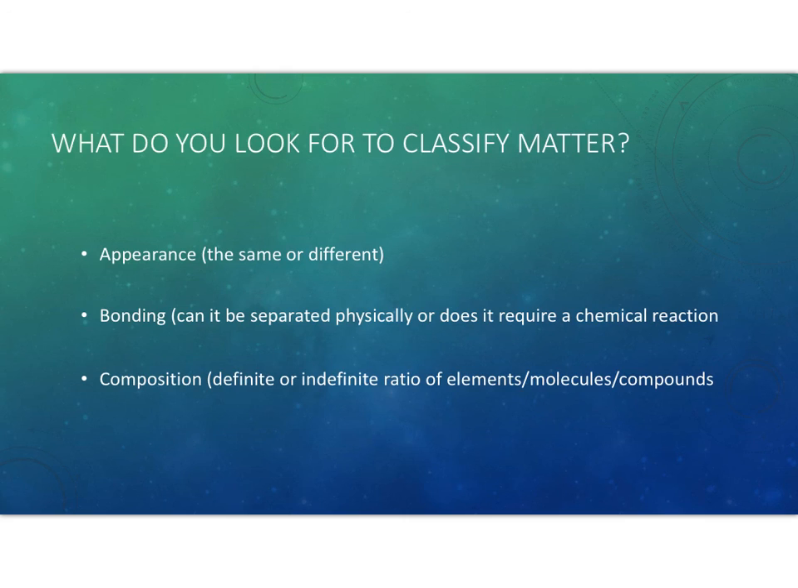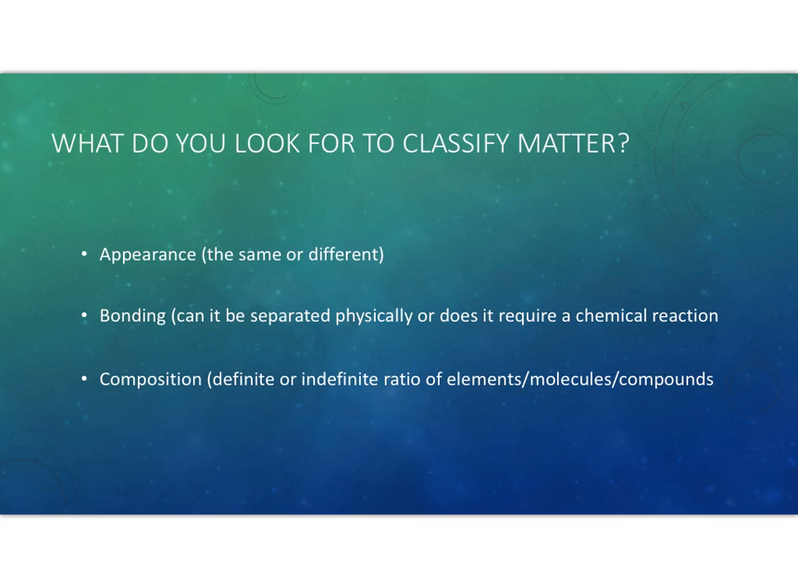The second trait I'm going to look at is bonding. Can my sample be separated physically, or does it require a chemical reaction? And the last trait I'll look at is composition. Does this substance have a definite or indefinite ratio of elements, molecules, and compounds?